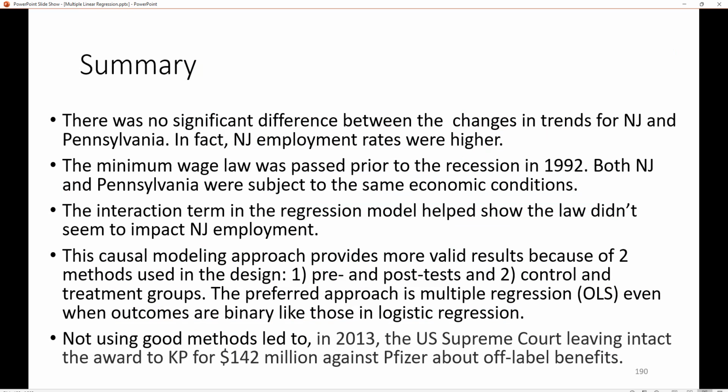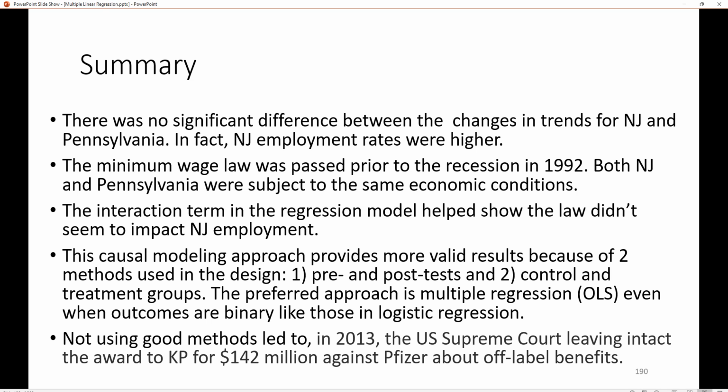And in summary, there was no significant difference between the changes in trends for New Jersey and Pennsylvania. In fact, New Jersey employment rates were higher. The minimum wage law was passed prior to the recession in 1992. Both New Jersey and Pennsylvania were subject to the same economic conditions. The interaction term in the regression model helped show the law didn't seem to impact New Jersey employment.